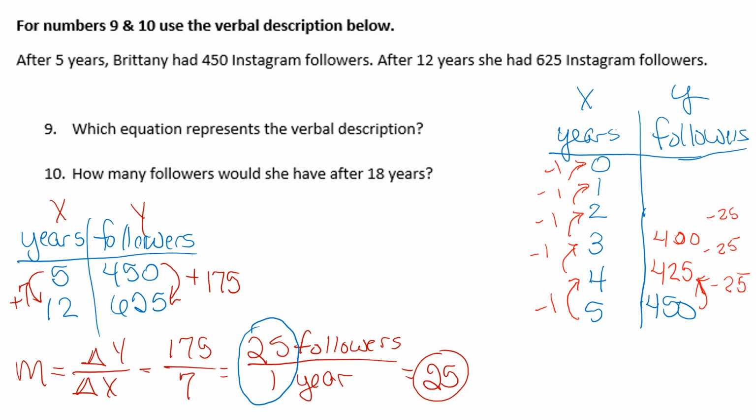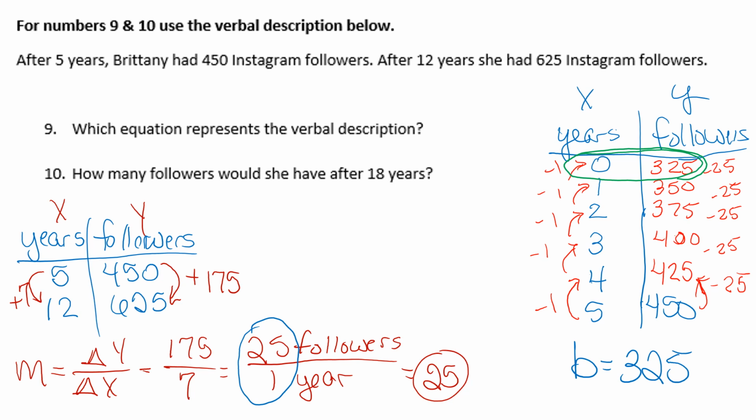Minus 25 would be 375. Minus 25, it's going to be 350. Minus 25 is 325. So now I'm back to where I can see what 0 is. When x is 0, y is my y-intercept. And so my y-intercept here is going to be 325, so my b is 325.